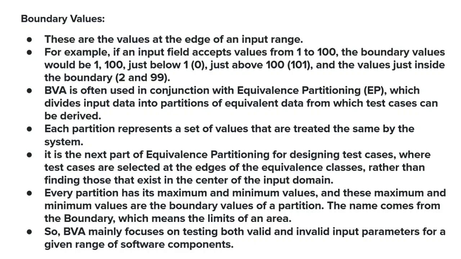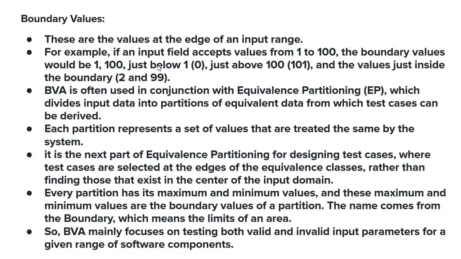Let's take a simple example. Let's say on a website we have one input field which accepts values from 1 to 100. So what would be the boundary values? The boundary values would be 1 and 100, just below 1 that is 0, just above 100 that is 101, and the values which are just inside the boundary, that is 2 and 99.